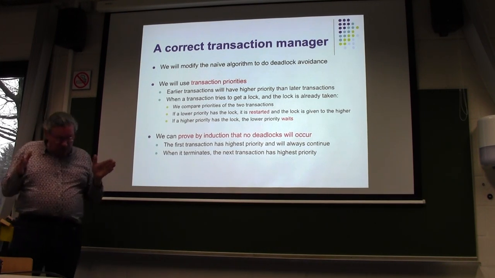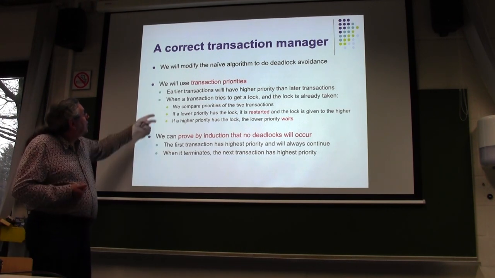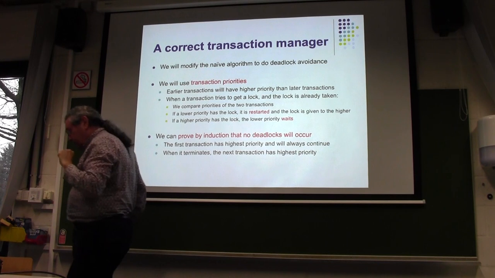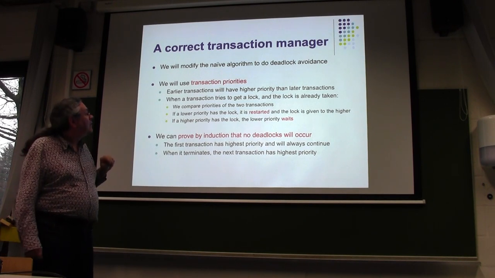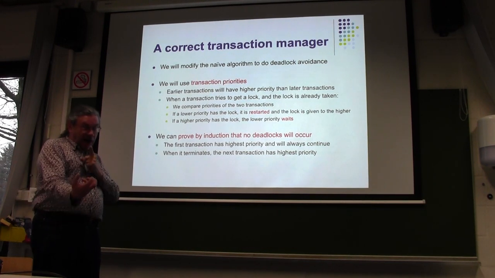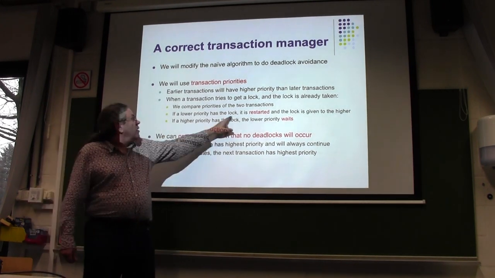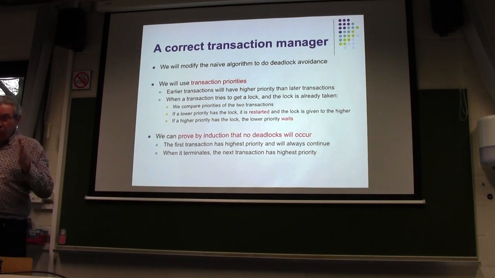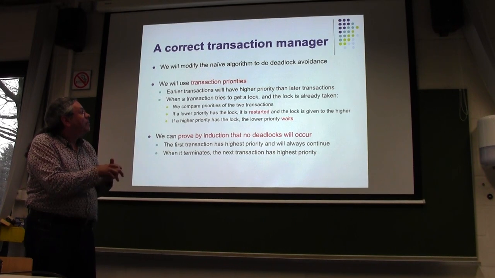Okay? So when transactions are trying to get a lock, then we look at the priority. When a transaction tries to get a lock, and let's say the lock is already taken. Ooh, that's a dangerous situation. It can lead to deadlock, okay, if you wait. Well, we compare priorities. If the lower priority transaction has the lock, and there's a higher priority one that needs the lock, then we actually abort the lower priority one and restart it. So we basically say, you will abort, and all the work you did up to now is canceled, but you can restart, okay?